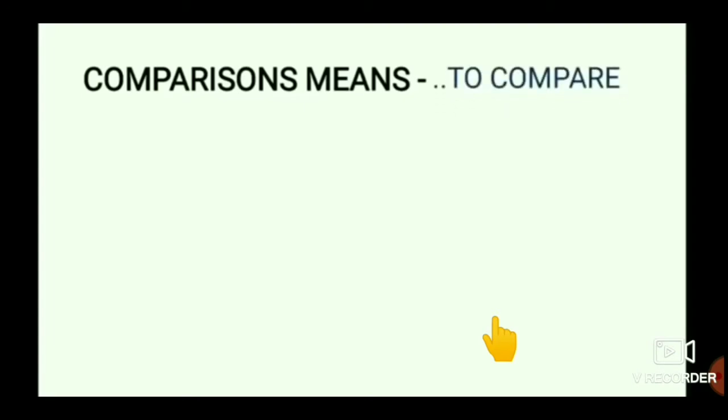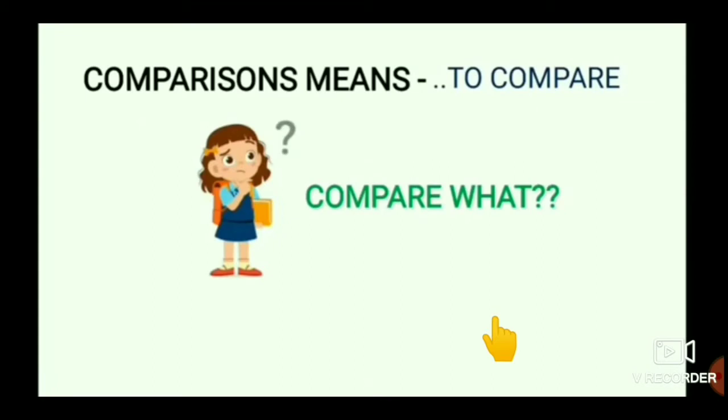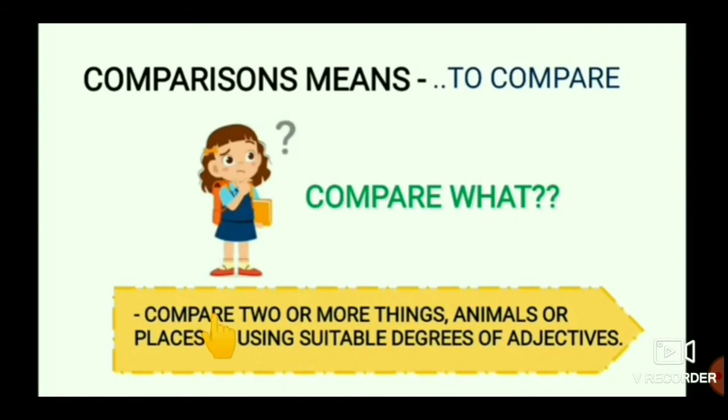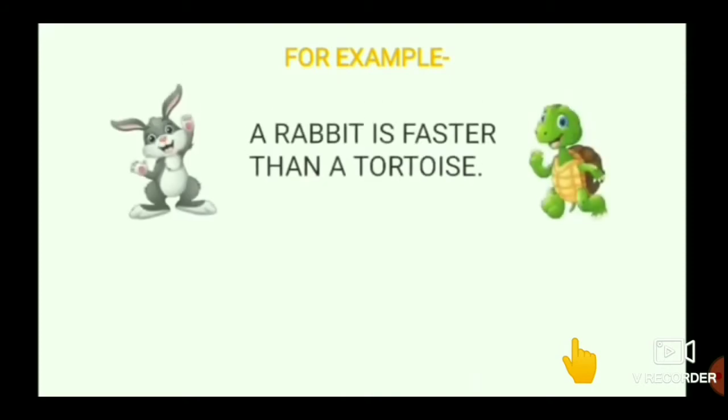Comparison means to compare. Compare what? Compare two or more things, animals or places by using suitable degrees of adjectives. Children, we compare animals and things and places in terms of speed, in terms of size and in terms of area. Now let me give you examples, then you can understand better.